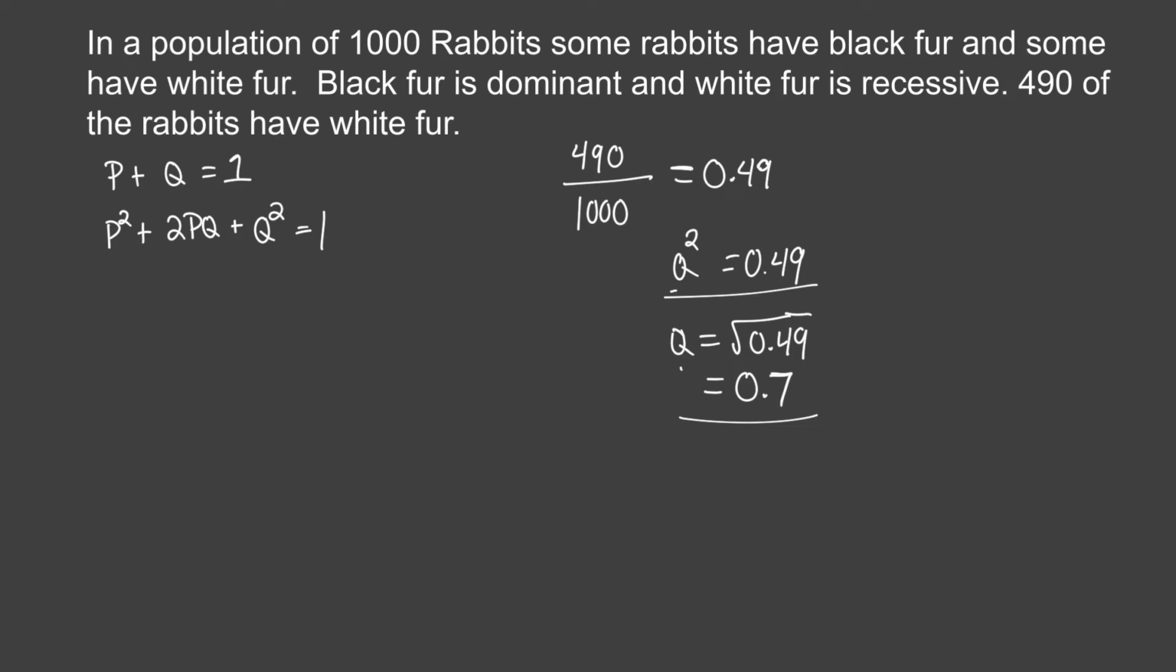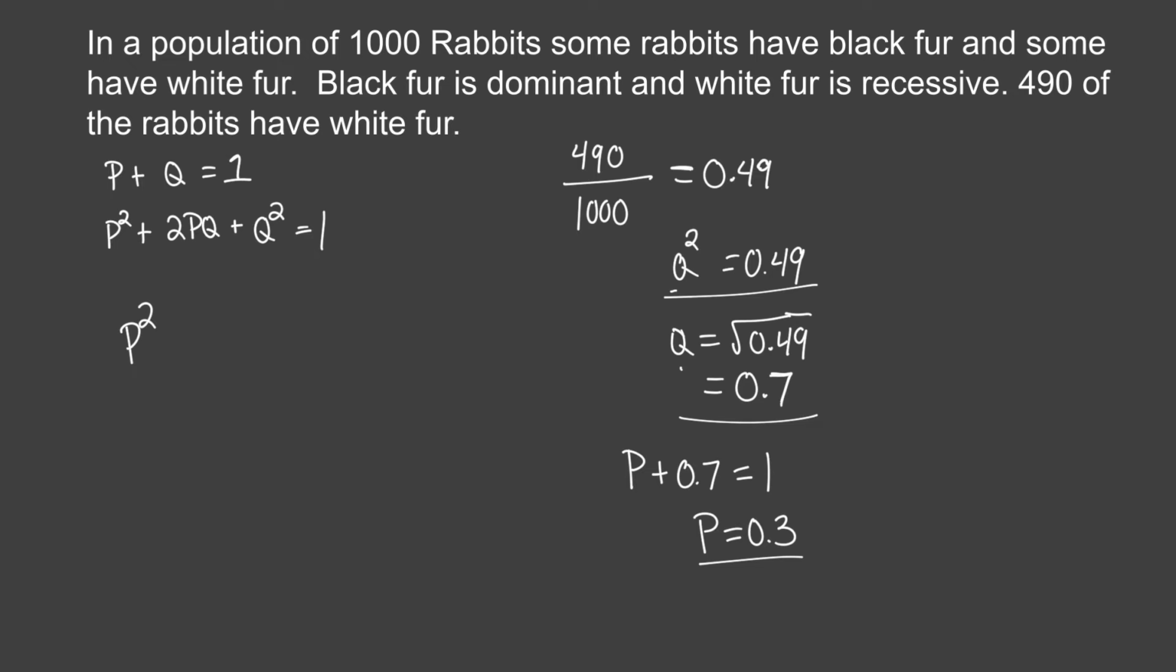Once we have this Q value, we can plug back into P plus Q equals 1. P plus 0.7 equals 1, so P equals 0.3. We now have a P value of 0.3 and a Q value of 0.7, and with those two pieces of information, we can plug into the rest of the P squared plus 2PQ plus Q squared.